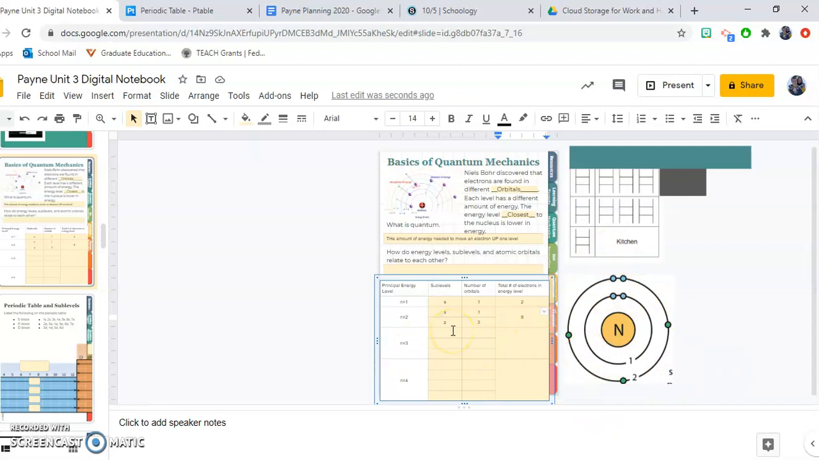Now, n equals 3 is a little different, because our third floor in the boarding house model actually only showed 2 sublevels, 2 rooms.